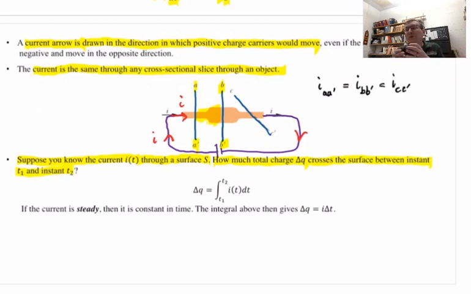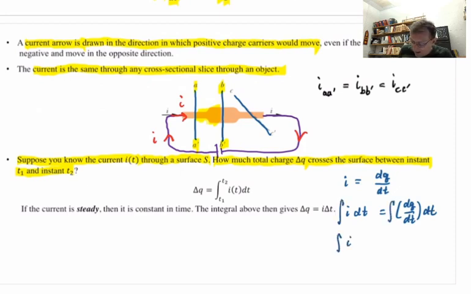Then you can ask, well, how much total charge passes through the surface in a certain amount of time? All you have to do, mathematically, is start with the definition of current, multiply both sides by dt, and then integrate both sides. So you have on the left the integral of I dt, and calculus will tell you that the integral on the right just reduces to the integral of dq, which is just a total delta q.